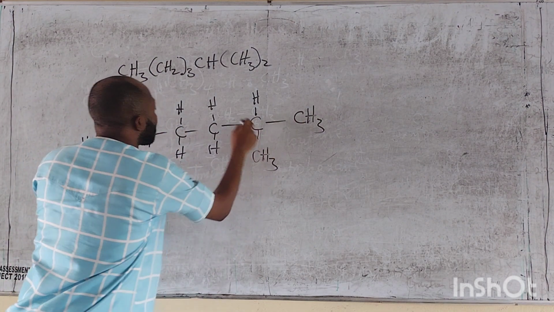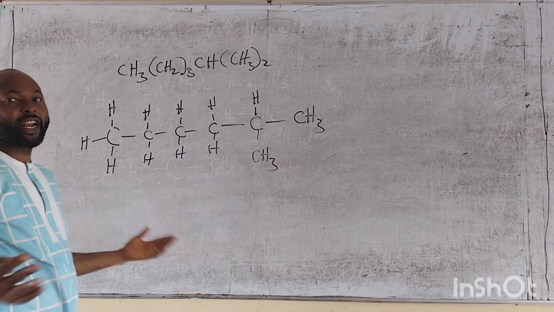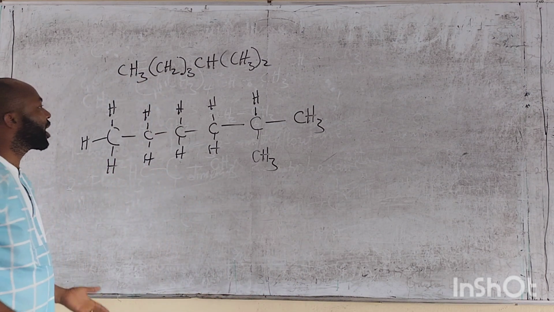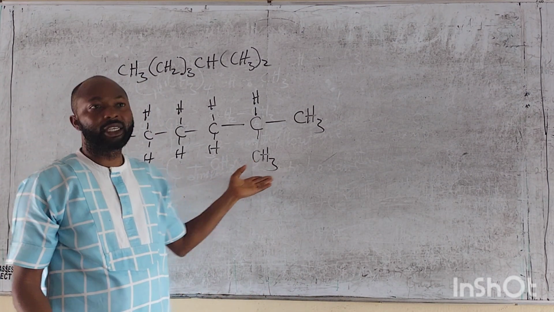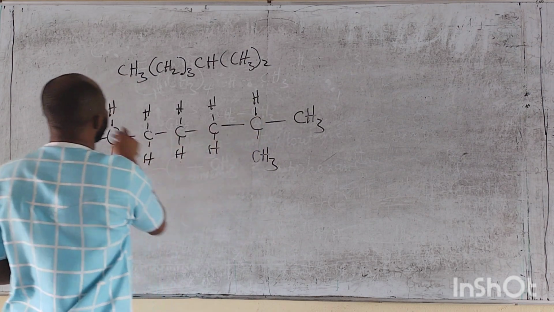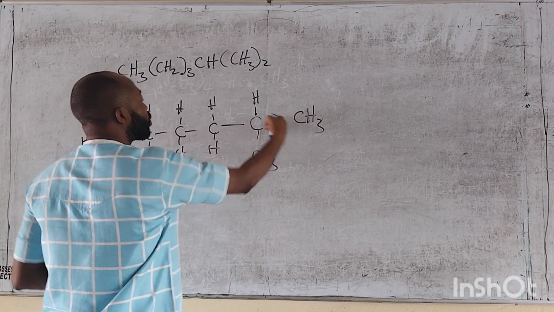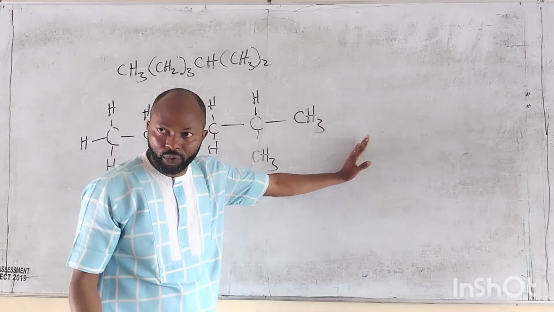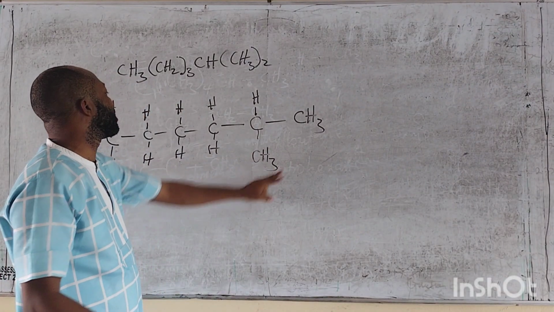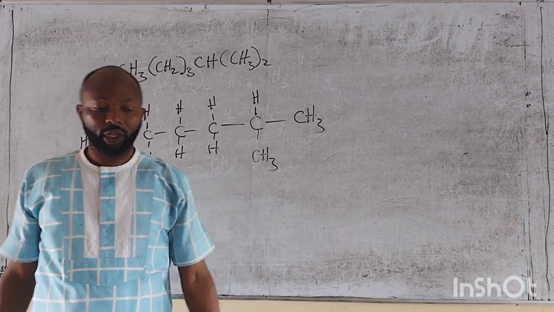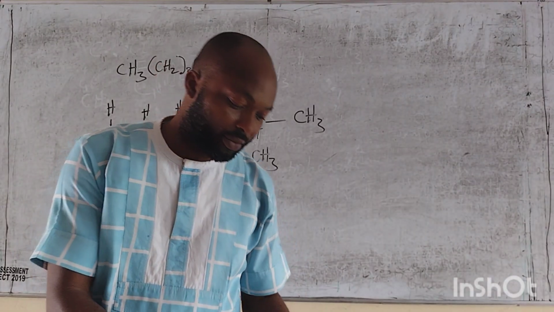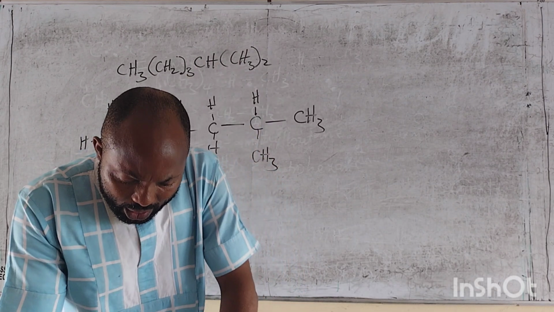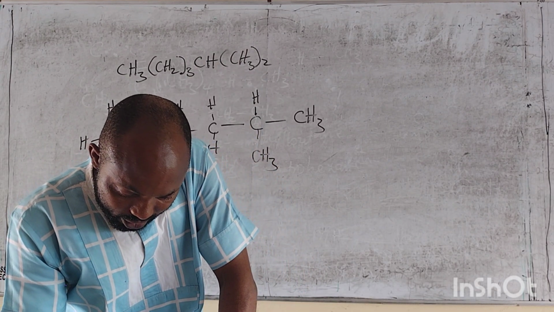Obviously, 1, 2, 3, 4, 5, 6. Our parent name is what? Hexane. How many substituents do we have? Just 1. And it is in either position 2 or 5. Which one do we consider? 2, because it is closest to the beginning. So this is 2-methylhexane. So can I write that? 2-methylhexane. Let's take another.